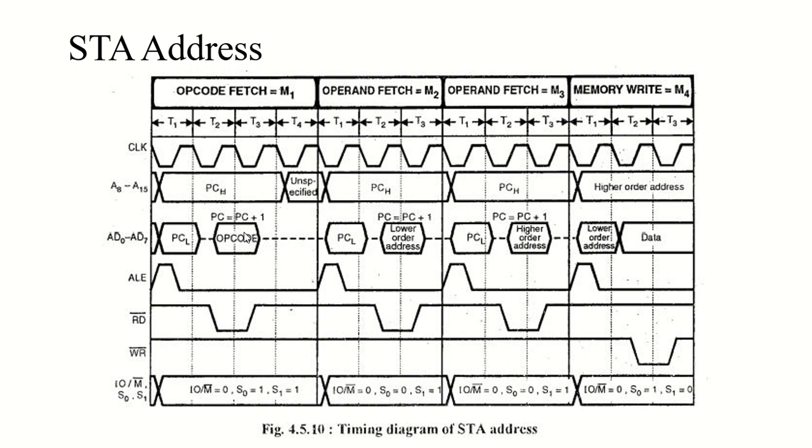Now the program counter will place the address on the address bus in the memory read, using the L register for the lower order address and the H register for the higher order address. Then the lower order byte of the address is read using the program counter, and the program counter is then incremented by 1.